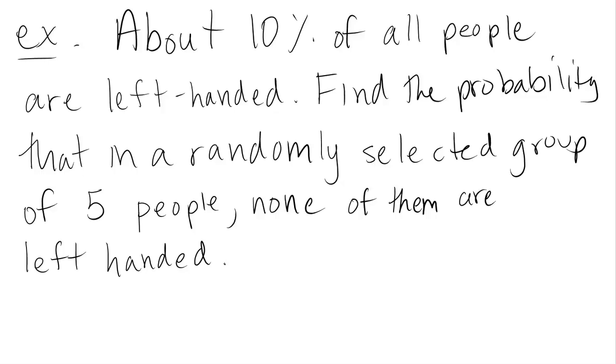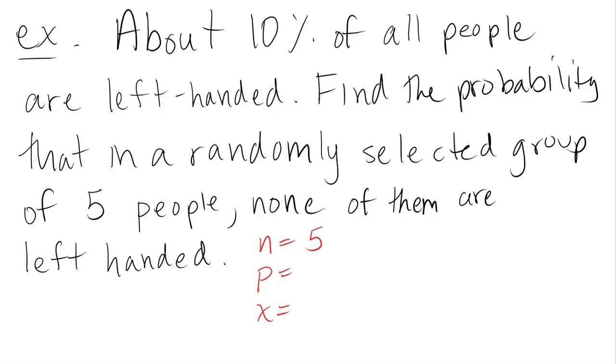Is this binomial? Yes. We have a fixed number of trials. We're going to select 5 people and ask them the same question. And are there 2 outcomes to each trial? Yes. Because each person is either left-handed or not left-handed. And that's what gives us our 2 categories. We're going to identify N, P, and X. N is the number of trials, which we've already said was 5.